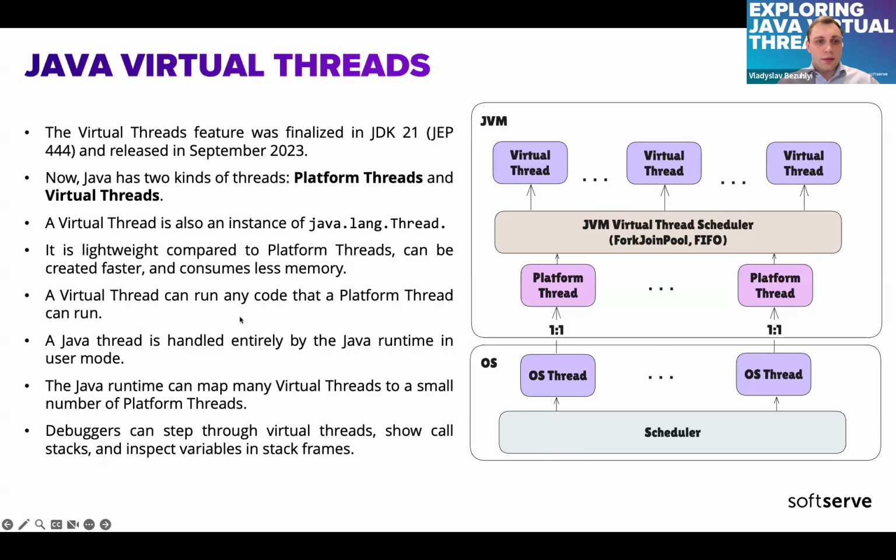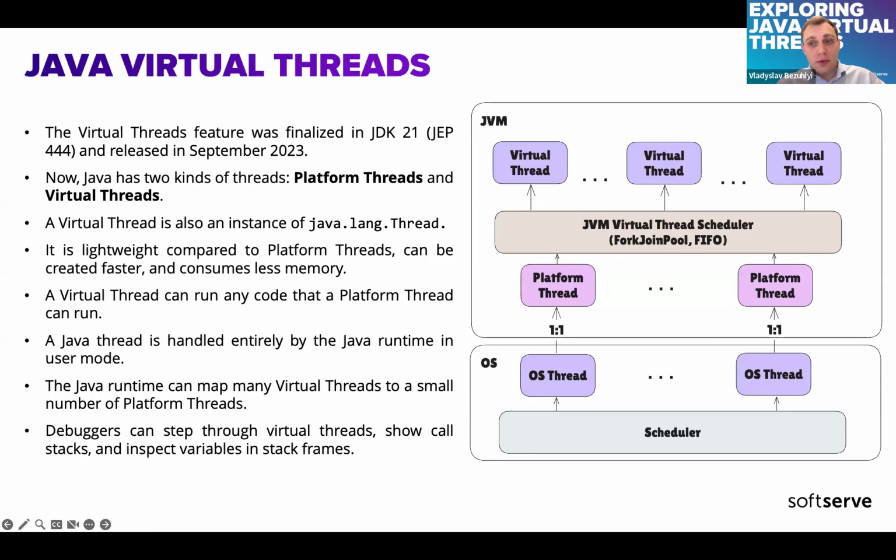A virtual thread can run any code that the platform thread can run, and this thread is handled entirely by the Java runtime. The Java runtime also can map many virtual threads to a small number of platform threads. And debuggers also allow you to step through virtual threads, show call stacks, and inspect variables and stack frames.